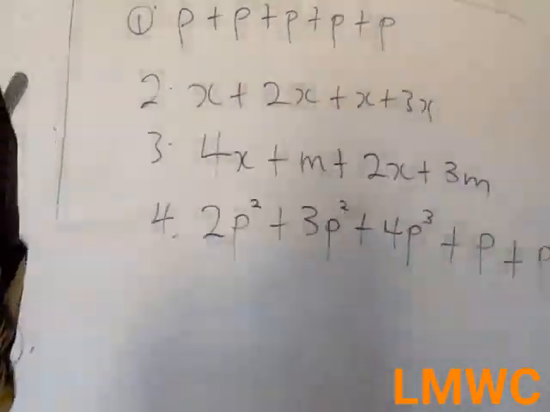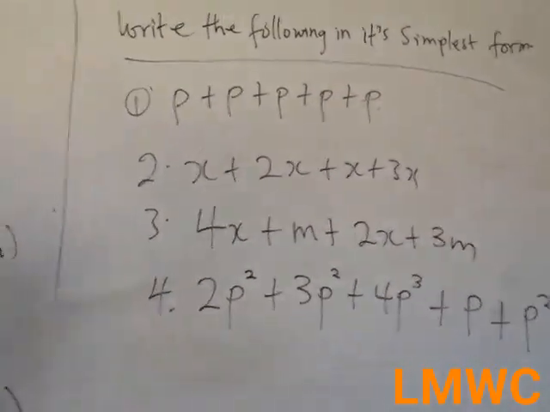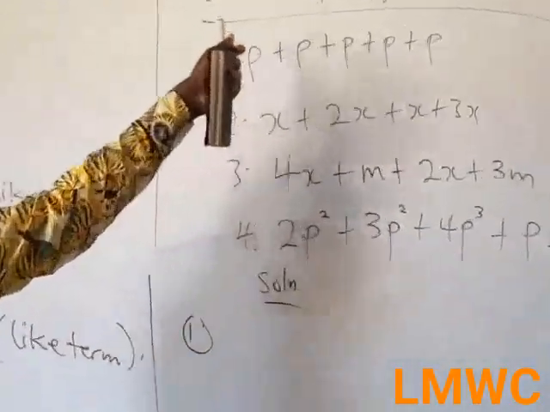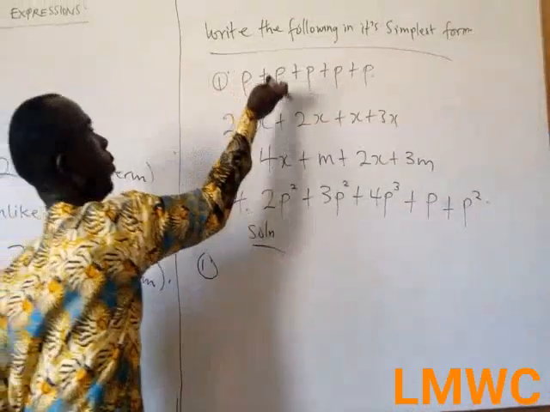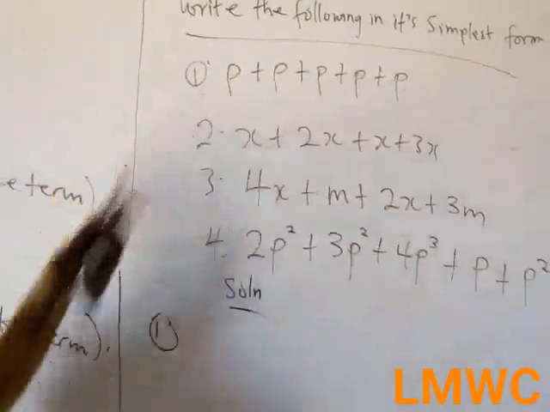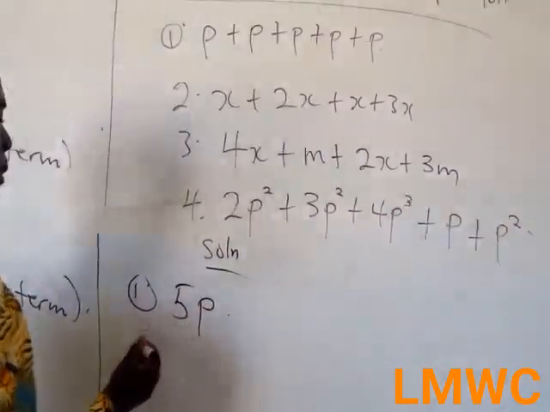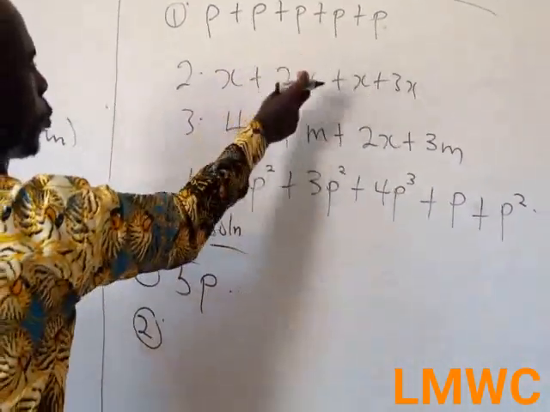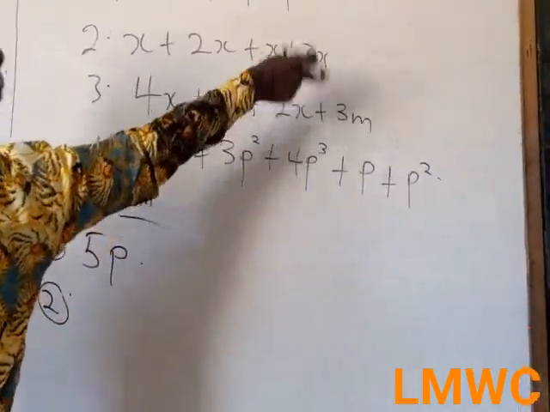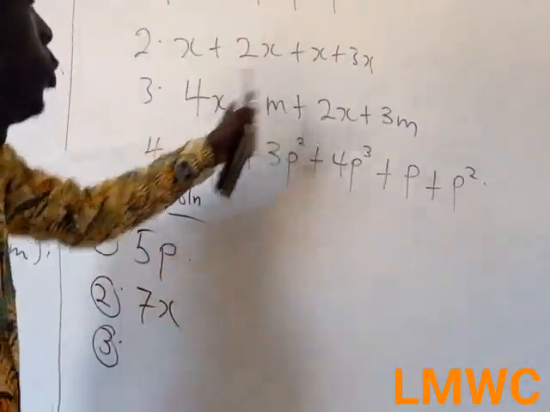So I can ask you to write the following in its simplest form. If you are given something like this, it's very simple. So you add it. And as I said, the coefficient of p is 1. So this plus this plus this plus this plus this is 5p. 2. X plus 2x plus x plus 3x. So this plus this is 3x, plus 4 is 7x.